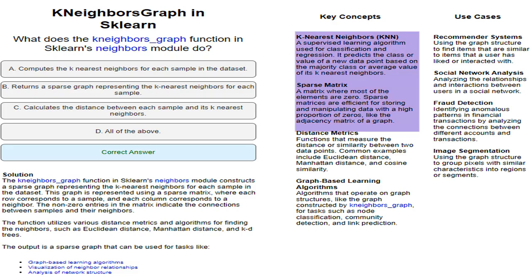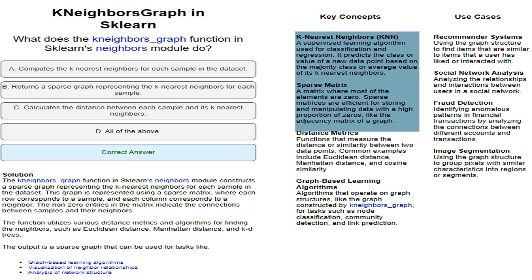A matrix where most of the elements are zero. Sparse matrices are efficient for storing and manipulating data with a high proportion of zeros. Like the adjacency matrix of a graph. Graph representation, efficiently storing and representing connections in graphs, especially for large graphs with few connections. Natural language processing, representing text data, where most words have low frequencies. Recommendation systems, representing user preferences and item relationships with a high degree of sparsity.